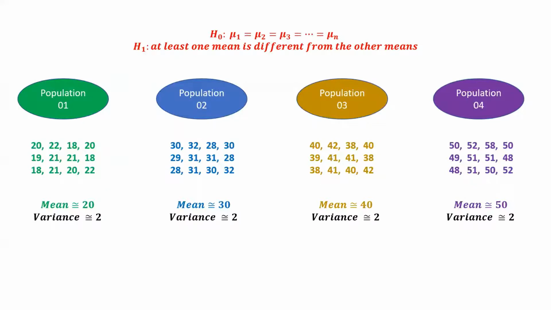If we test the null hypothesis, mu1 equals mu2 equals mu3 equals mu4, versus the alternative hypothesis, at least one mean is different from the other means, quite obviously, the null hypothesis should be rejected. We can safely do that because the population means are clearly different. However, the population means being different is not enough.